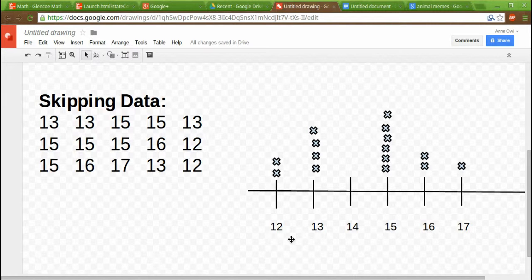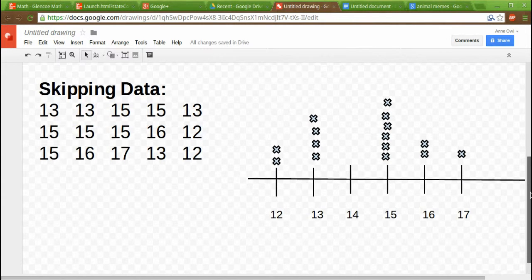Alright, so when you're done graphing, your line plot should look something like this. From our line plot here, we have 2 students who skipped up and down the hallways in 12 seconds. I have 4 students who skipped up and down the hallways in 13 seconds. I have 6 students who skipped up and down the halls in 15 seconds. I have 2 students who skipped up and down the hall in 16 seconds, and I have 1 student who did it in 17.